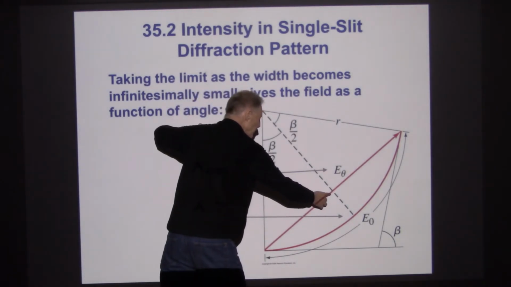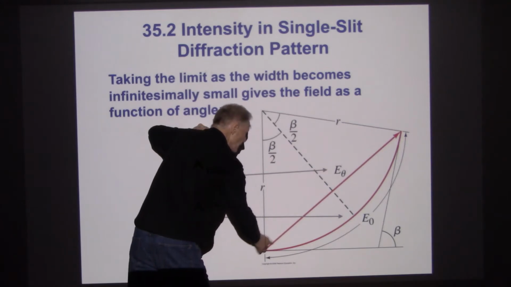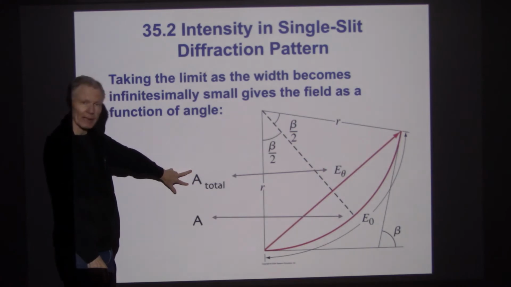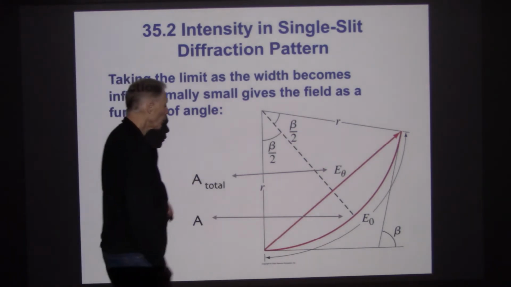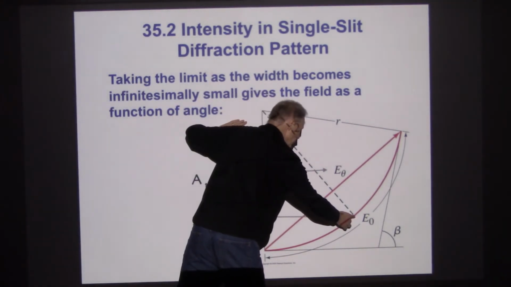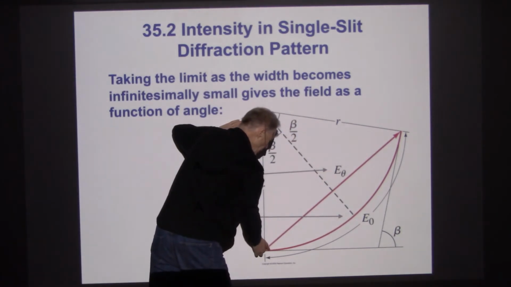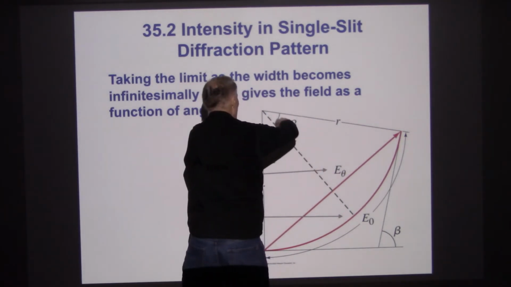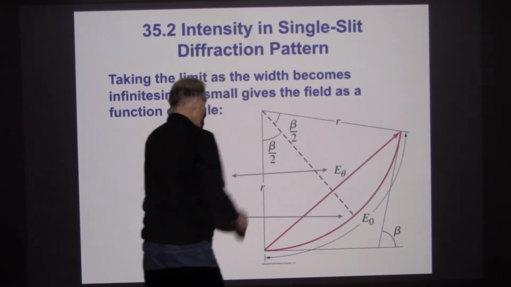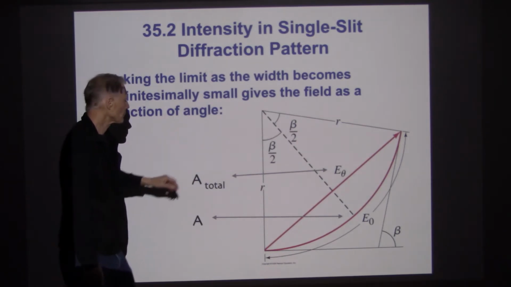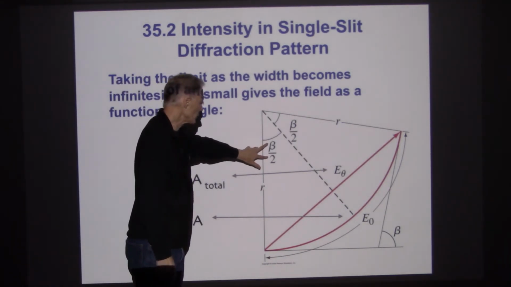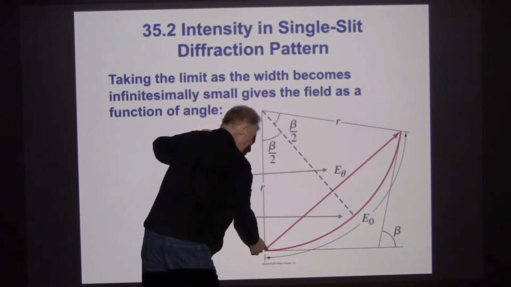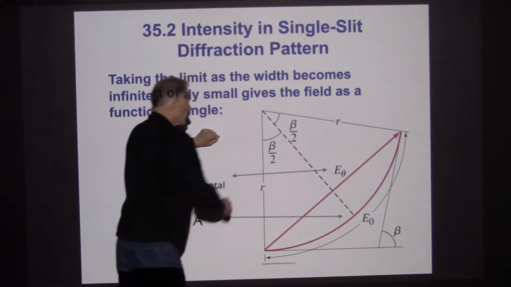Now, the length along here is 1/2 of E theta, or 1/2 of A total. When I look at the circular arc, remember this is a circular arc, I can also take the circular arc and run these two lines back up to the apex and say that this angle right here is equal to 1/2 E naught divided through by R.